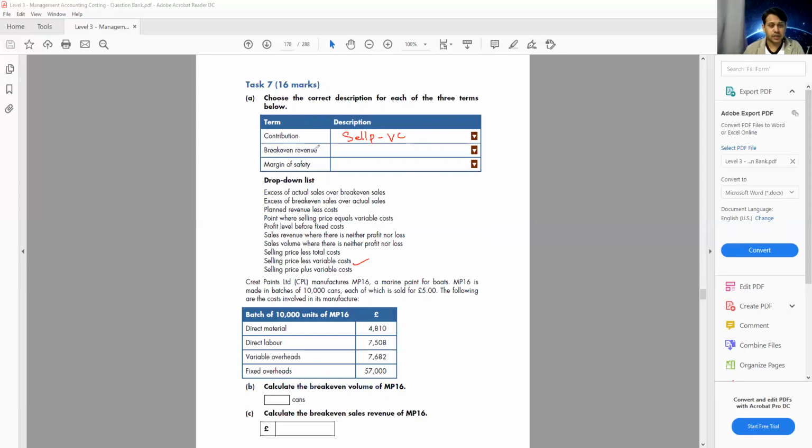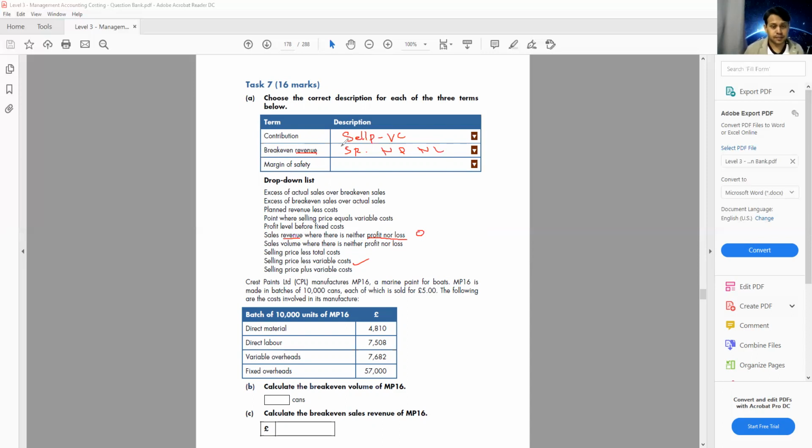Then it's break-even revenue. You have two things: one is break-even revenue, one is break-even volume, isn't it? Volume means the unit, and revenue means the value. Break-even is the point where there is no profit, no loss. So it's sales revenue, we're talking about the revenue. You choose the revenue, not the volume. If the question says break-even volume, we take the sales volume. But if the question says break-even revenue, we take the revenue. Sales revenue where there is neither profit nor loss, when profit is zero.